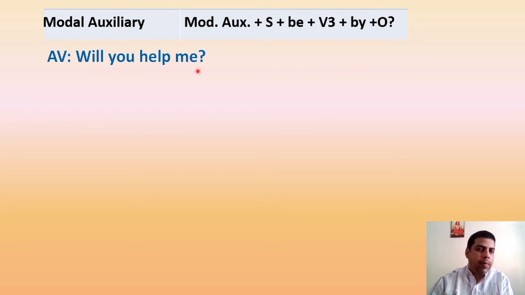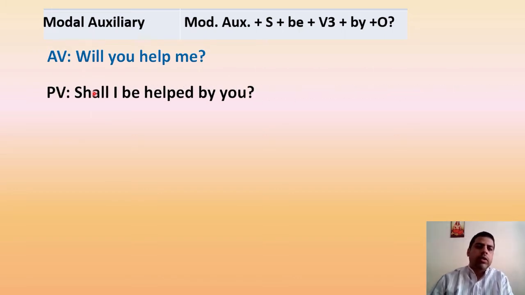Will you help me? Here what is the object? Me. What is the subject? You. What is the verb? Help. And modal auxiliary is will. Now when we convert that one to passive, me becomes subject. So it becomes I. So we know in grammar, I takes shall or will. More appropriate is shall. If we write will also, there is no problem. So the answer will be: Shall I be helped by you?